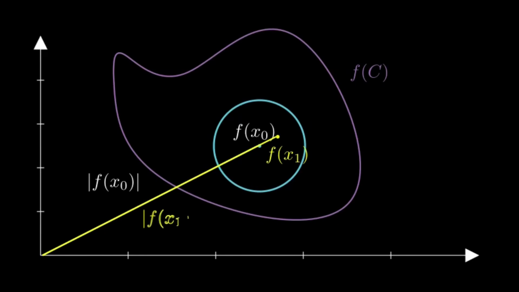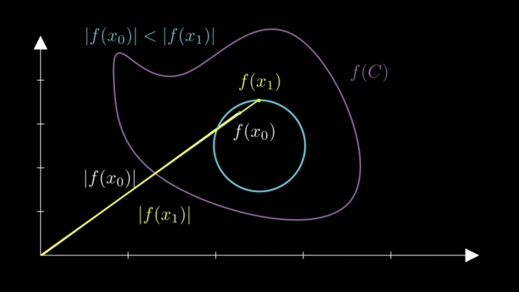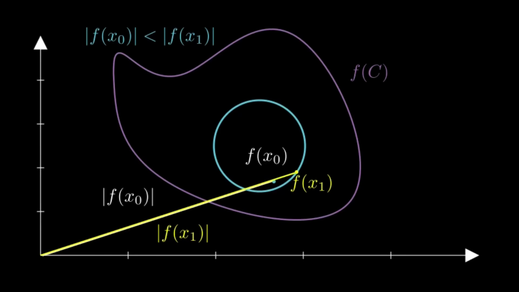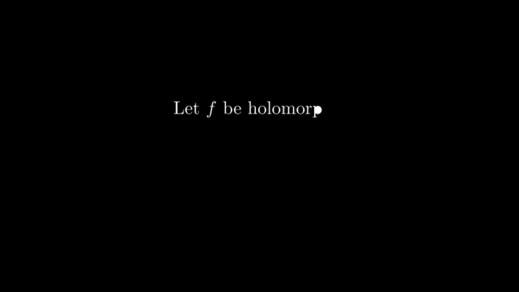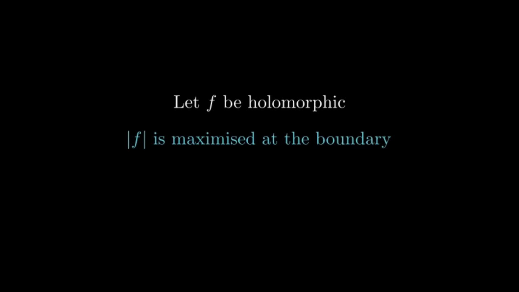If we choose another point x1 closer to the boundary and take the magnitude of f at x1, visually it's clear that the magnitude of f at x1 is greater than it is at x0. This contradicts our original assumption that there exists a maximum point on the interior of the boundary. Then, since there must exist a maximum point, we can conclude that it exists on the boundary of the set. We've just proven the magnitude of a holomorphic function is always maximized at the boundary.